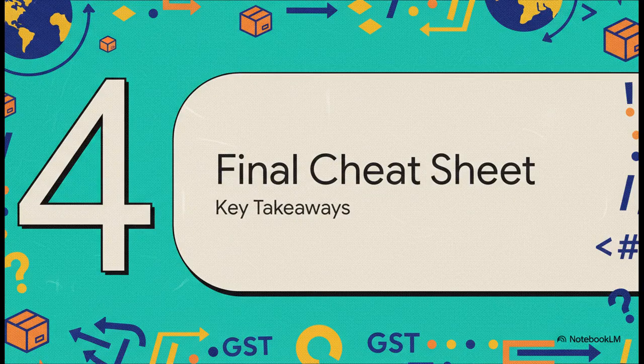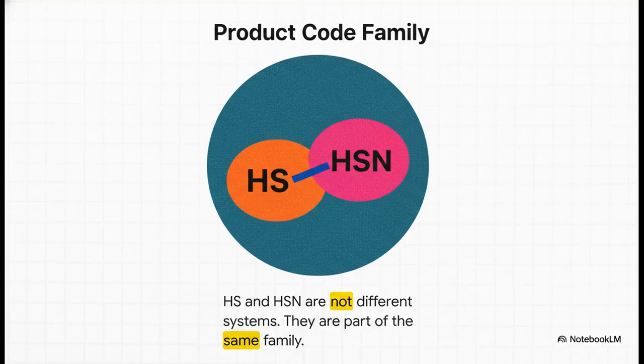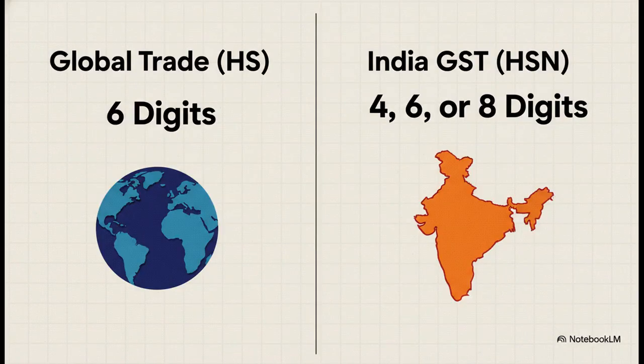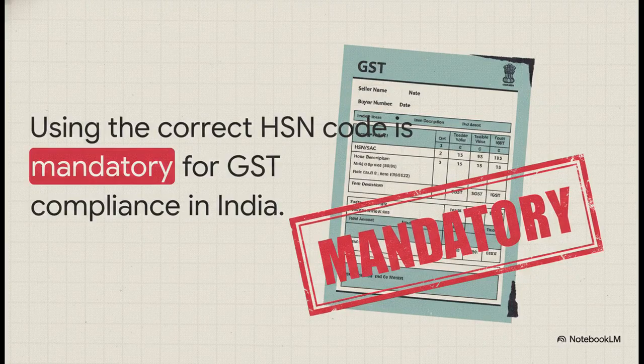Whew, we've covered a lot. So let's wrap this all up with a quick cheat sheet to lock in the most important points. First thing to remember, HS and HSN are not 2 competing different systems. They are absolutely part of the same family. Second, HSN is simply India's implementation of the global HS code. It's built right on top of its 6-digit foundation. Third, the main difference really just boils down to the number of digits and where you use them. HS for global trade, HSN for India's GST. And finally, for anyone selling in India, using the correct HSN code isn't just good practice, it is absolutely 100% mandatory for being GST compliant.